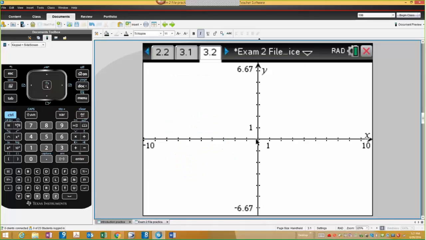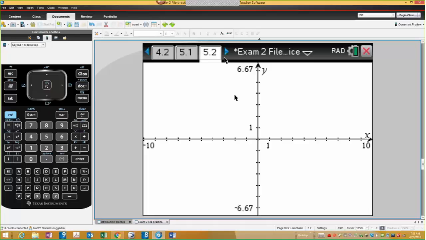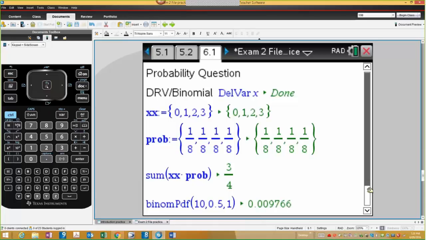The last thing I will now do is skip down to the last problem they've got set up, and this is probably going to dovetail a little bit into what Frank's going to do. It's just some basic probability. So as you can see, the first page here is some DRV and binomial work.